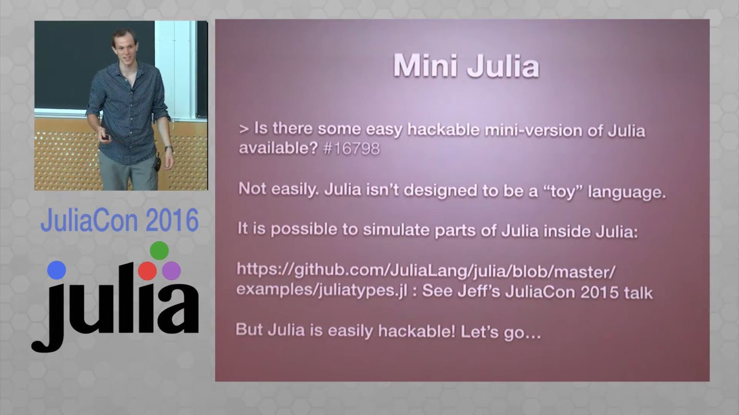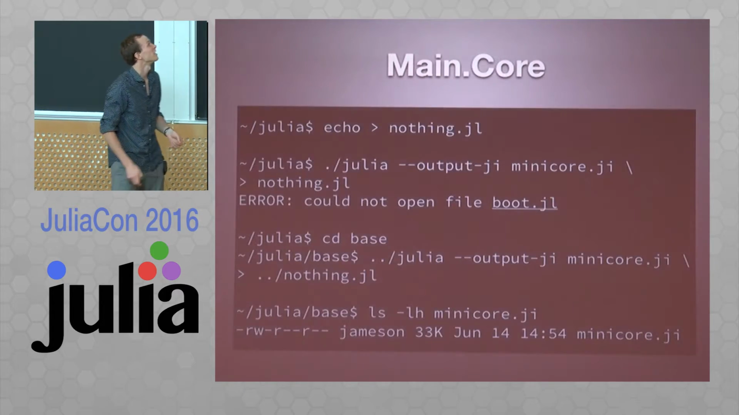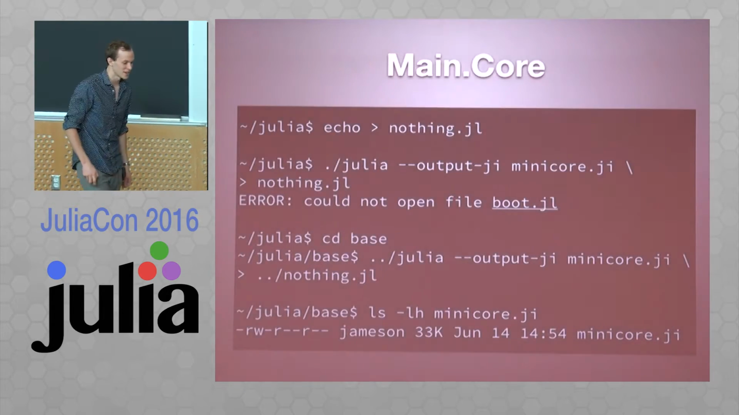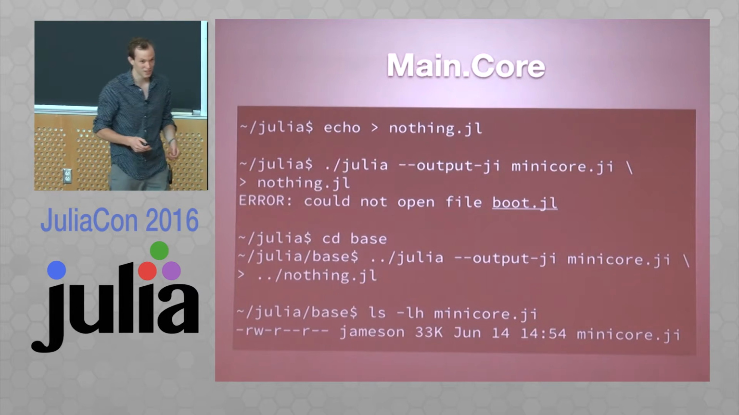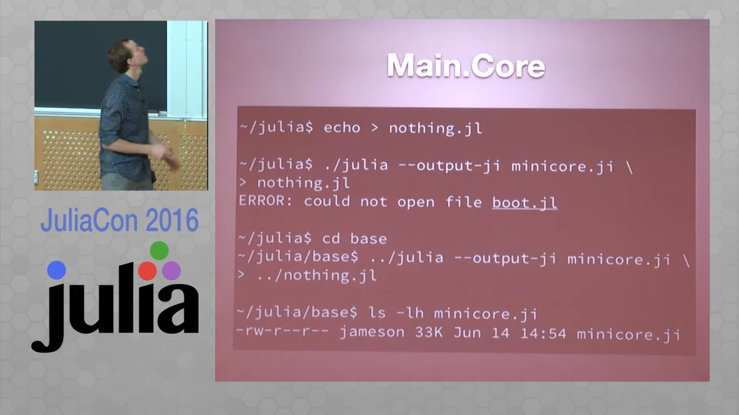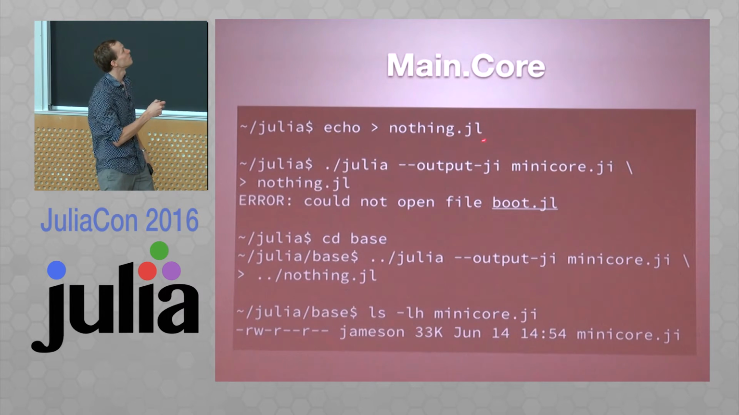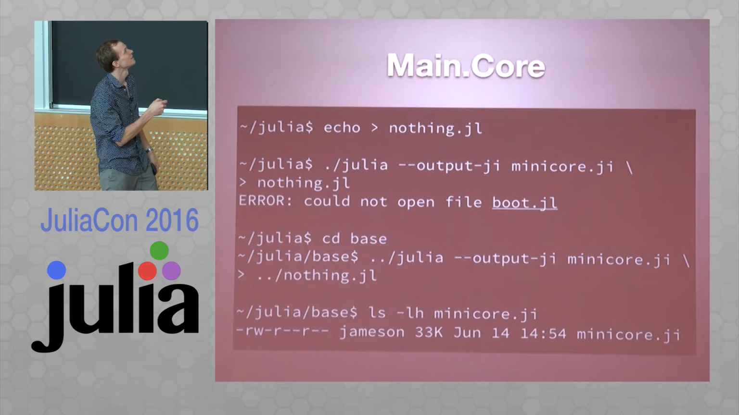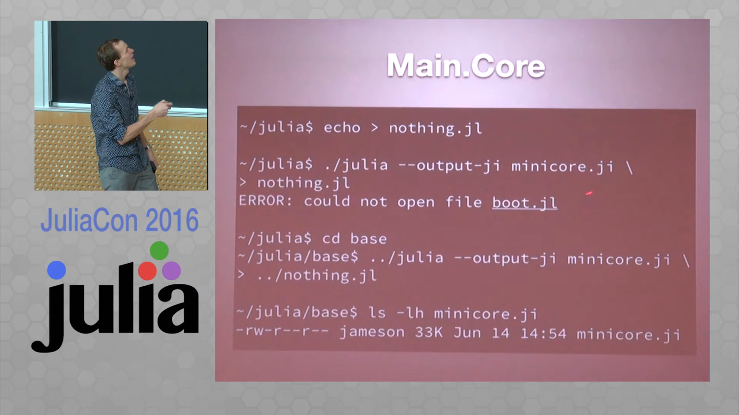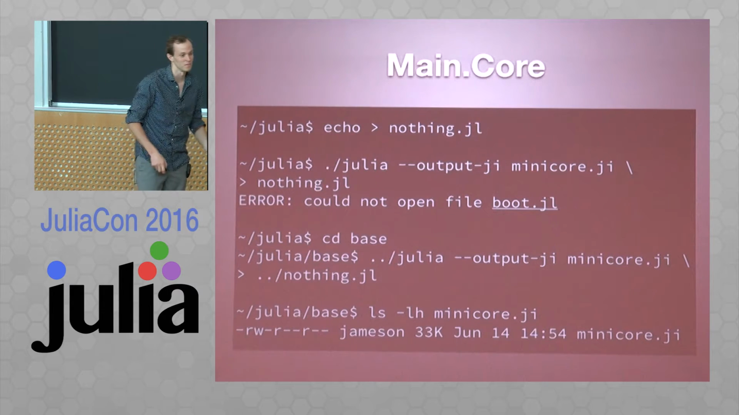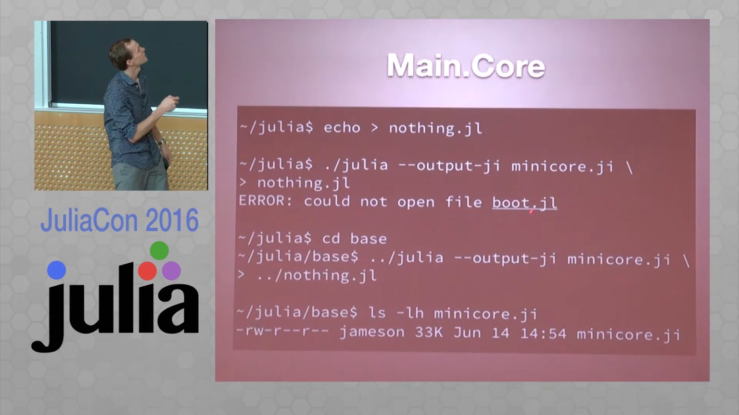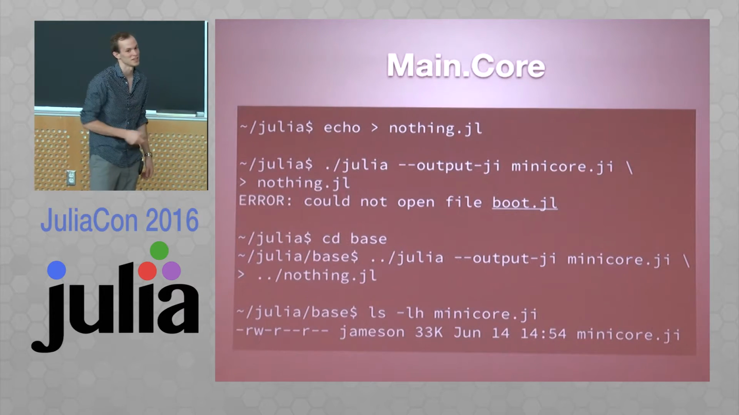As I was saying, Julia is easily hackable, so let's see what we can do with it. The first thing we can do is say, well, what if we run Julia without the standard library? So we've compiled Julia, we've run make, and now I just create a file with nothing in it and try to open that, output a new file. I'm just going to call it minicore. It spits back this cryptic error message that it couldn't open a file boot.jl.